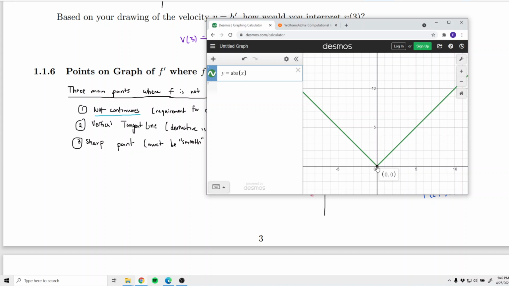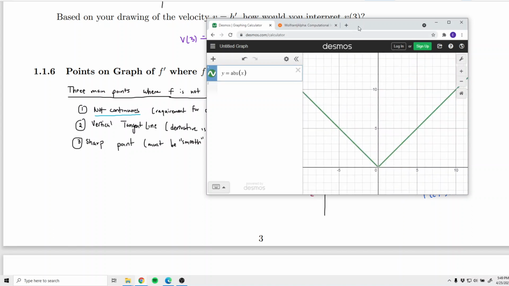So what's happening down here at the sharp point is we have one side, the slope is -1, one side, the slope is +1. If they're not the same, then it's not differentiable. Same reason why a limit has to have the same one-sided limits. At a sharp point, your slopes on each side are not the same, which is why it's not differentiable.